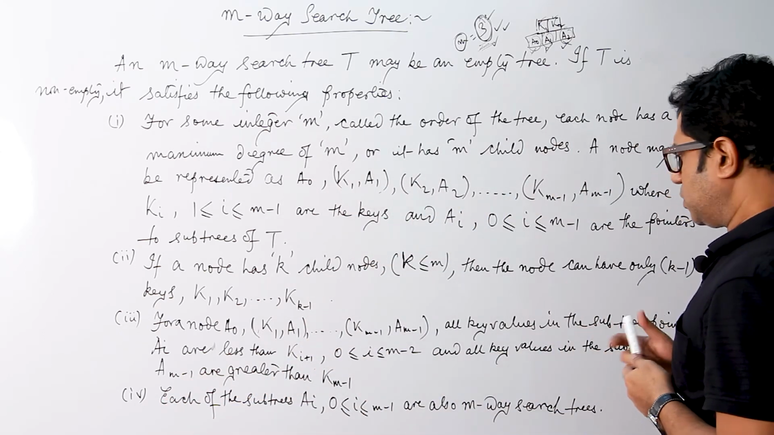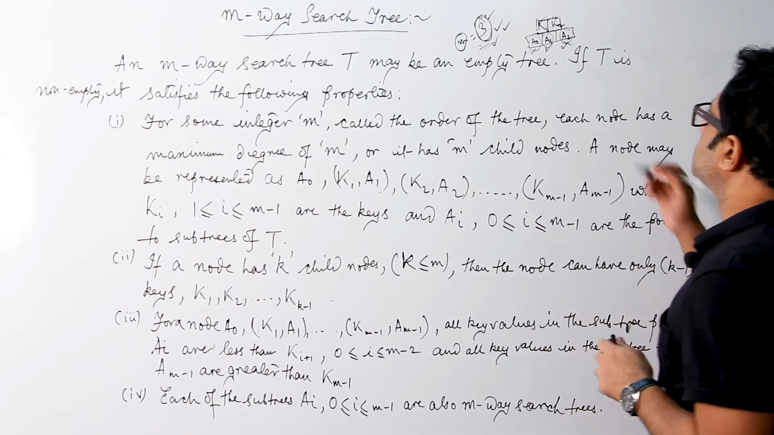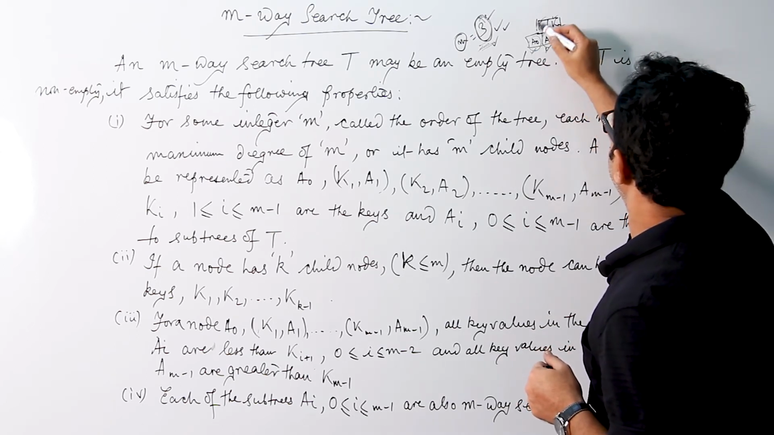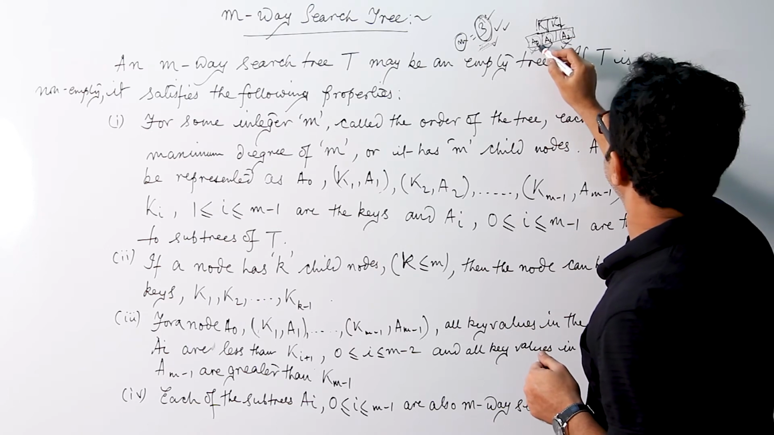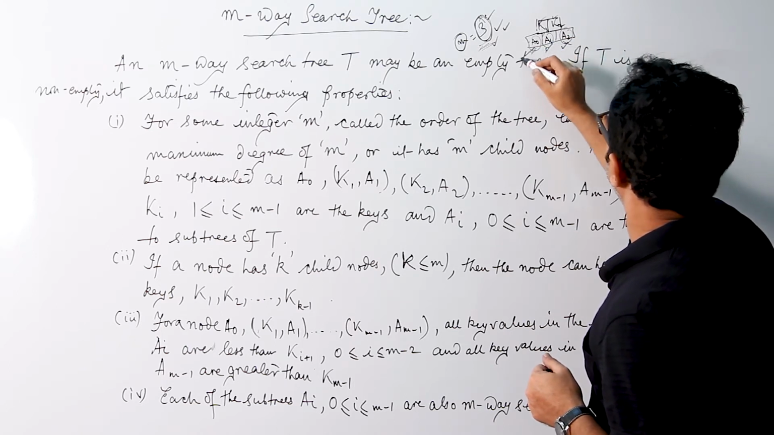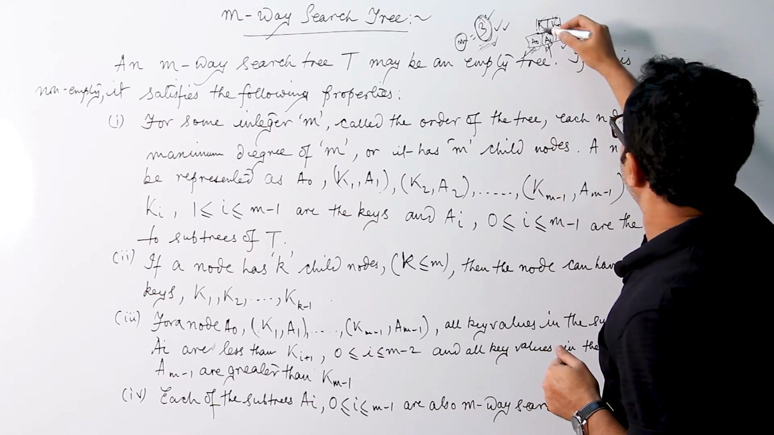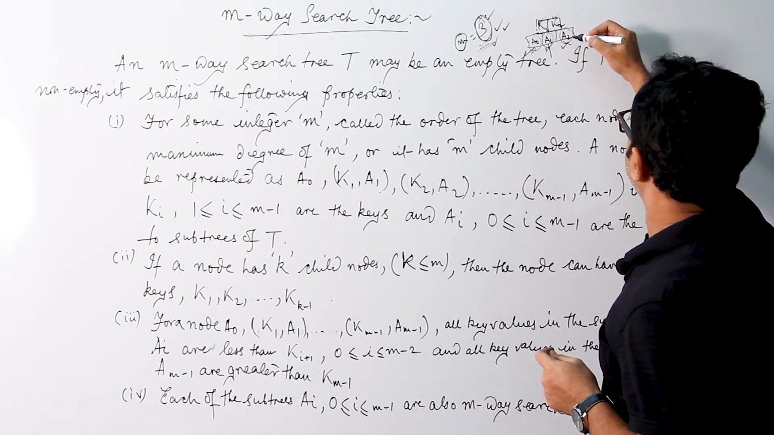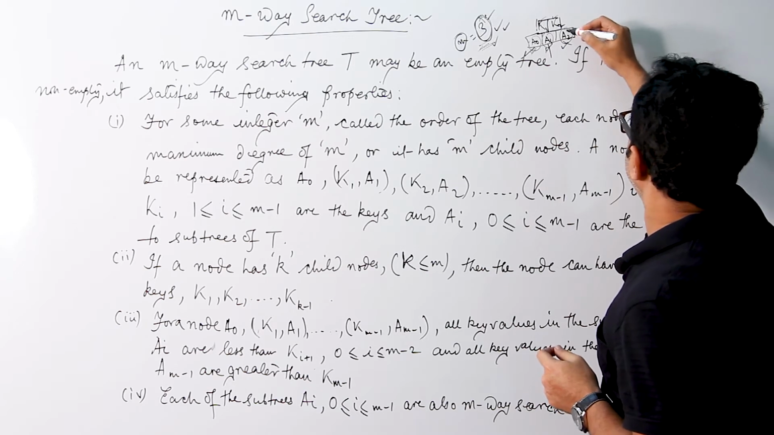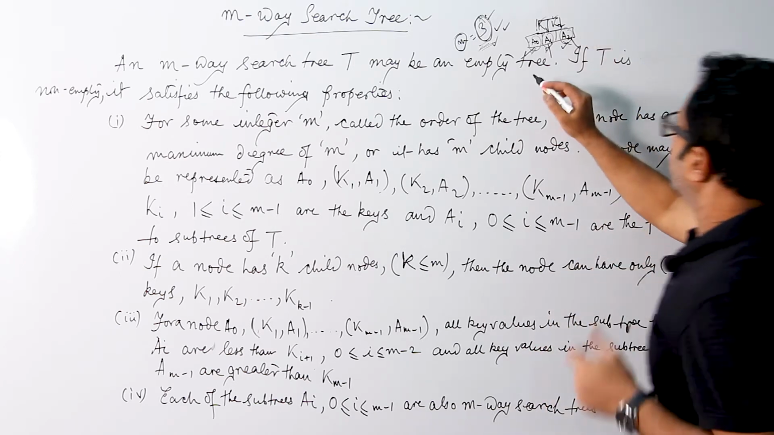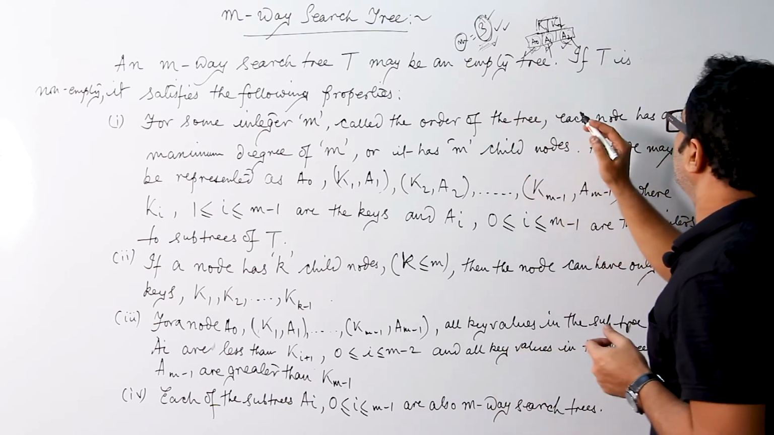That is, we are seeing the key value. Suppose this key value K1 has 2 pointers, that is A0 and A1. This is the left pointer, this is the right pointer. For K2, this right pointer for K1 becomes the left pointer and it has a right pointer as well in the form of A2. So, suppose we go to another node like this.